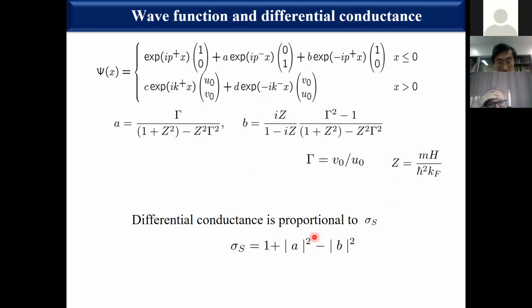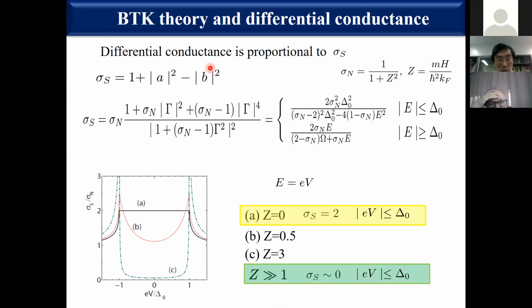So the differential conductance is proportional to this quantity sigma S. It is expressed by 1 plus a squared minus b squared. And then finally, the differential conductance is given like that. It can be written quite compactly, analytically like that, with the inner gap and outer gap. And so let's plot the conductance spectra for Z equals 0. Within the energy gap, the normalized value of conductance by its value in the normal state becomes constant within the energy gap.